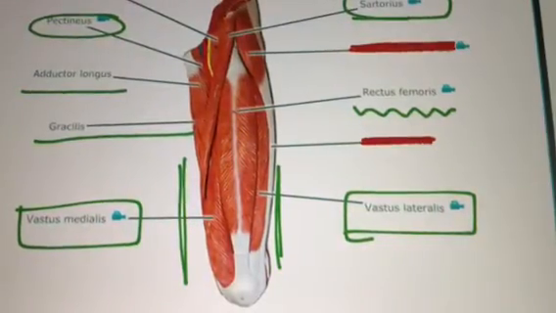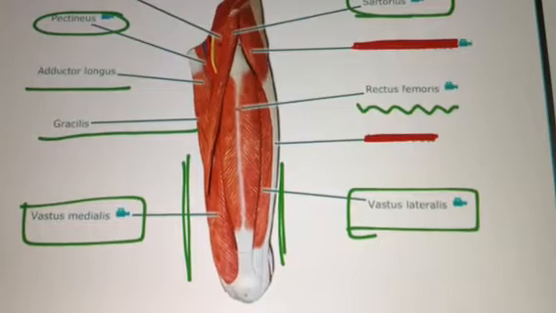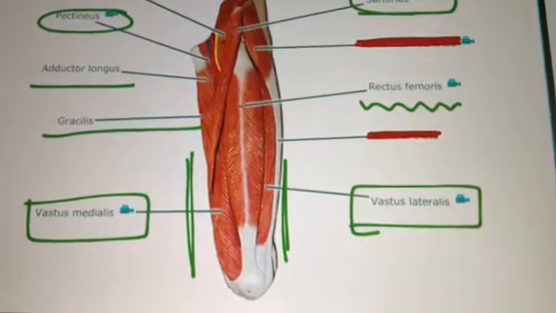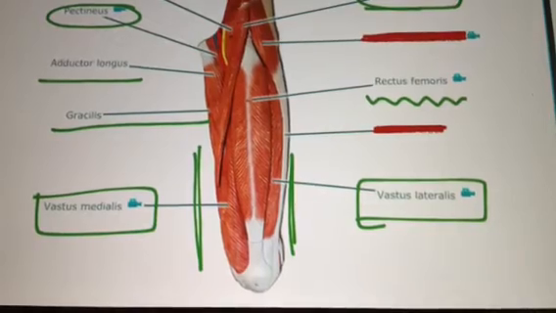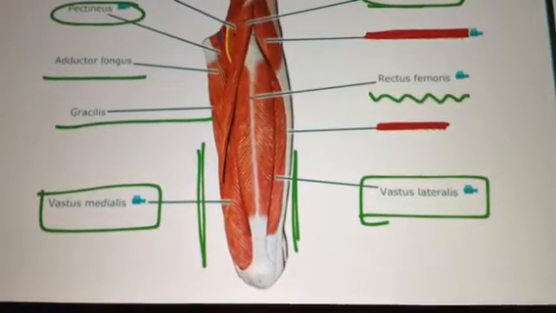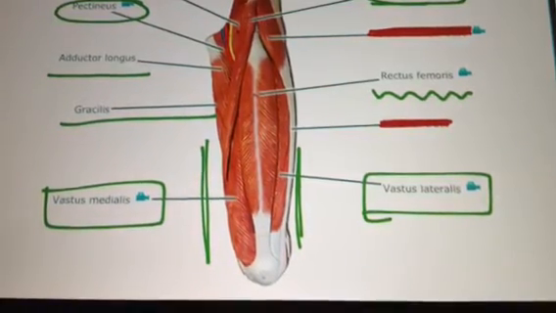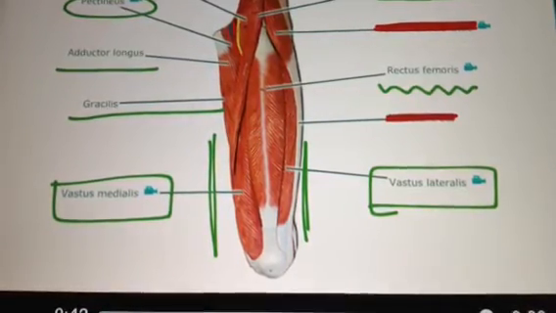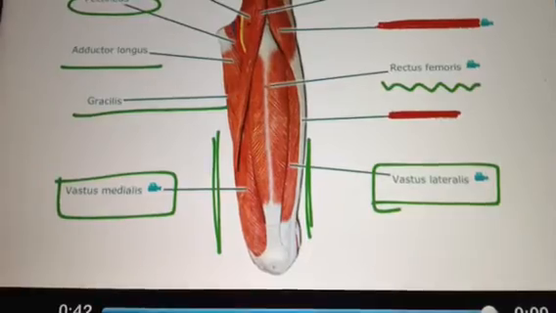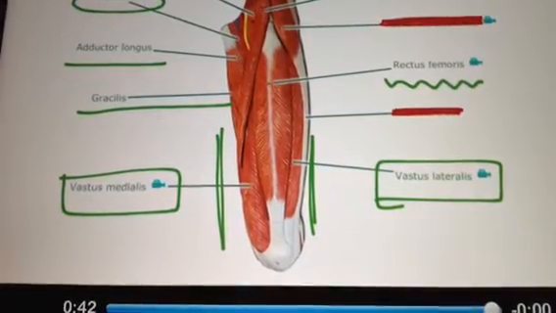Next is the sartorius, which is on the right side of the screen. Its origin is immediately below the anterior superior iliac spine. Its insertion point is the upper medial surface of the shaft of the tibia. Its action is to flex, abduct, and laterally rotate the thigh at the hip. It flexes and medially rotates the leg at the knee.